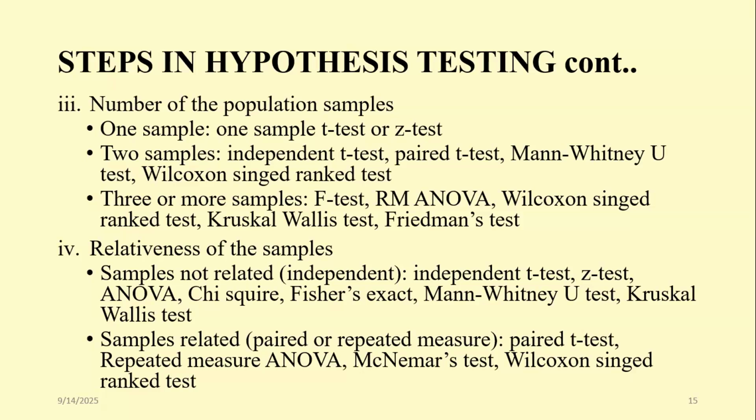If your samples are not related or independent, you may select independent sample t-test, z-test, ANOVA, chi-square, Fisher-Exact, Mann-Whitney test, Kruskal-Wallis test. But if your samples are related, you can select either paired t-test or repeated measures ANOVA, McNemar's test, Wilcoxon signed rank test. These are the possible tests that you can select for samples that are related.